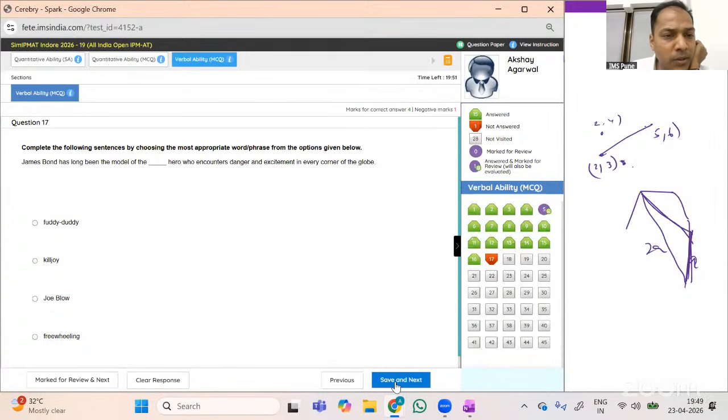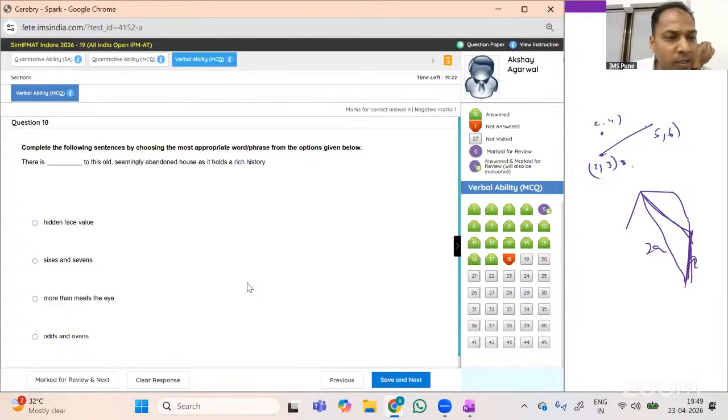I'm not sure. I think it should be killjoy, showing danger and excitement. There is dash to this old, seemingly abandoned house as it holds a rich history.